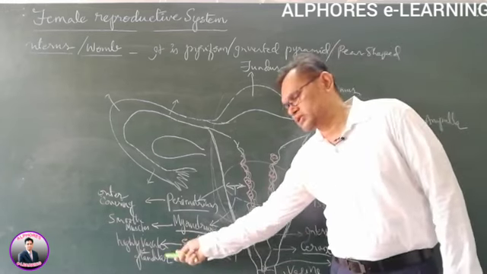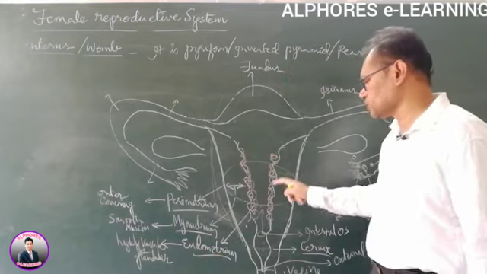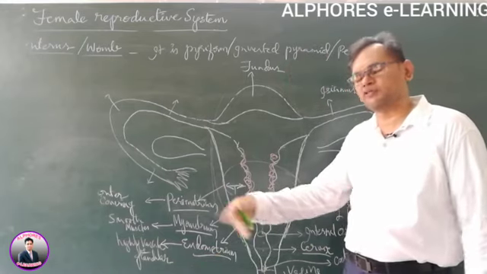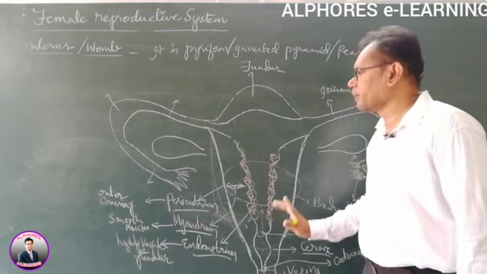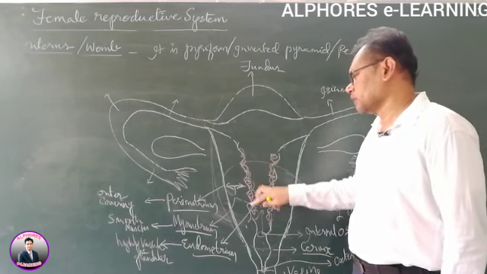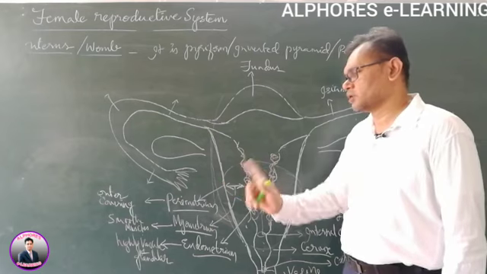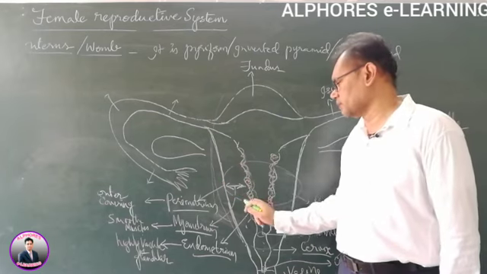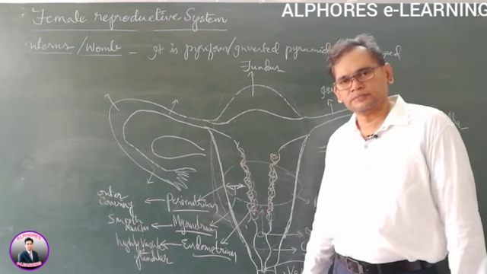This is highly vascular and glandular. This is the part which is lost during menstrual flow in the form of blood. Hence, this is the vascular and glandular part, the muscular part, and the outermost covering: perimetrium, myometrium, endometrium.